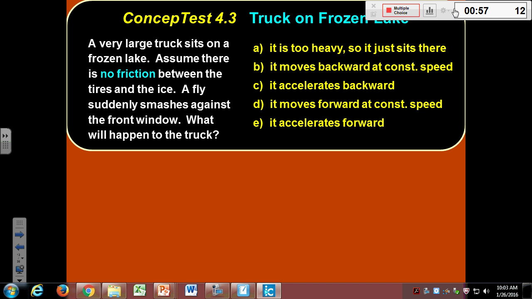And you can ask your neighbors. Think about what's happening. And remember, no friction at all. That's not very realistic, but no friction at all. So we might want to second guess yourself. I think 5 of you have the right answer right now.